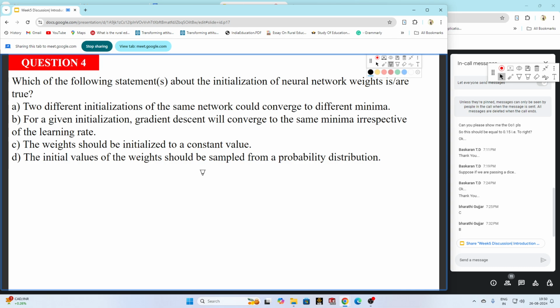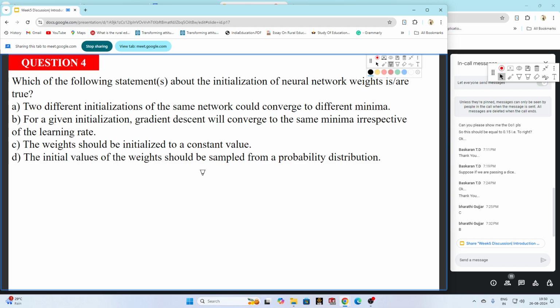Which of the following statements about initialization of neural network weights are true? Option A: Two different initializations of the same network could converge to different minima. Option B: For a given initialization, gradient descent will converge to the same minima irrespective of the learning rate. Option C: The weights should be initialized to a constant value. Option D: The initial values of the weights should be sampled from a probability distribution.